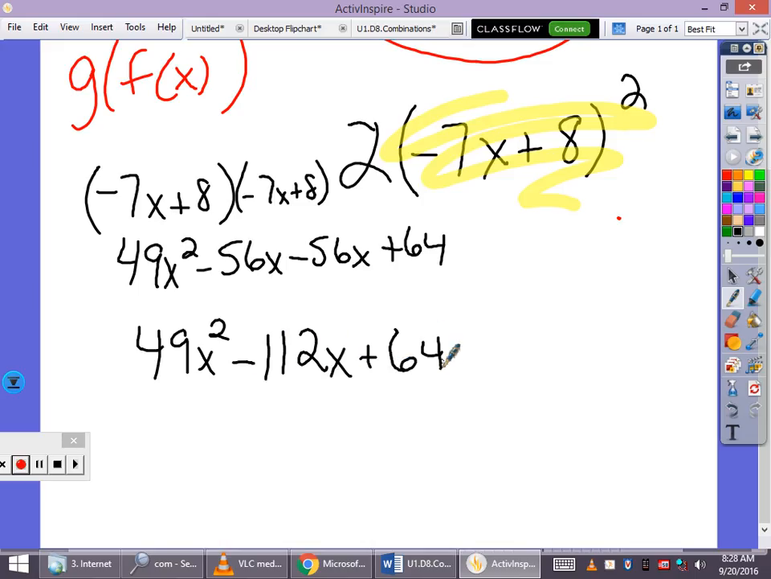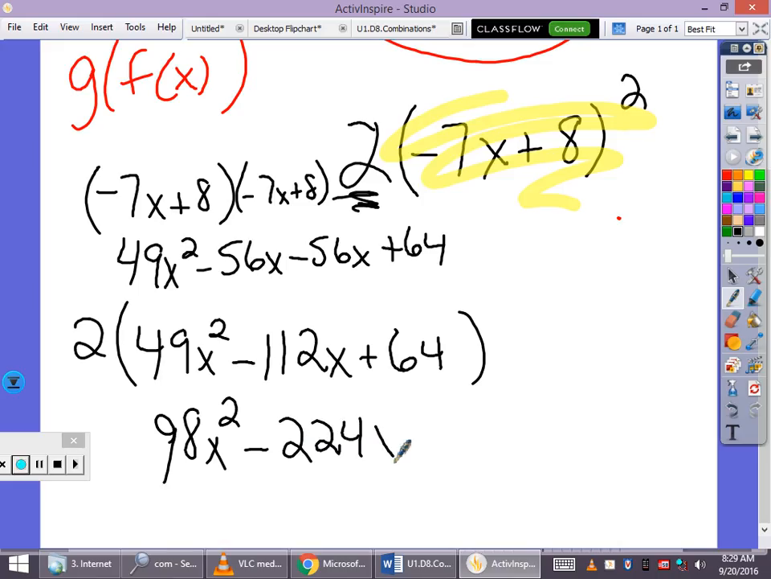And what is left to do? Times all this by 2 because of this 2 outside, which is 98x squared minus 224x plus 128.